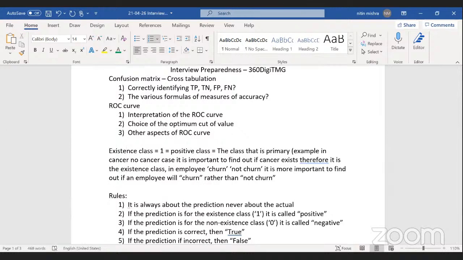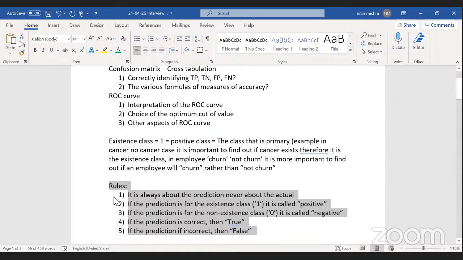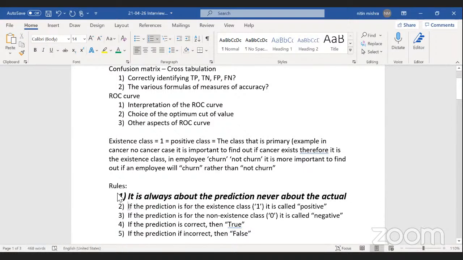But please do remember the rules, which are these 5. The most important rule is, it is always about the prediction, never about the actual. If you remember this, the rest of the things will fall in place. All right. If you remember this, the rest of the things will fall in place.